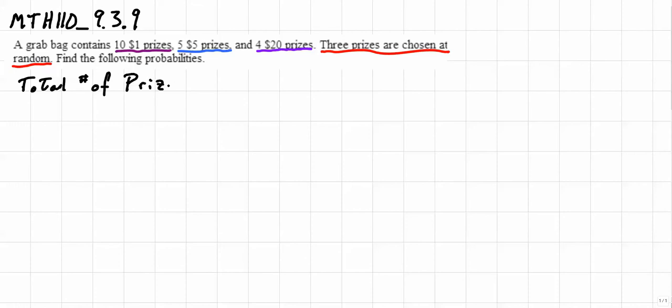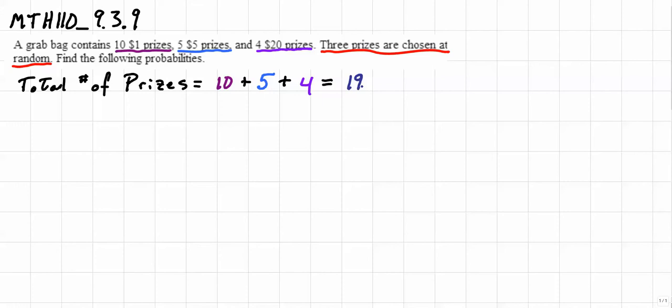So we simply add the 3 values together. So we will have 10 plus 5 plus 4. Add those together, and that gives us 19 total prizes.